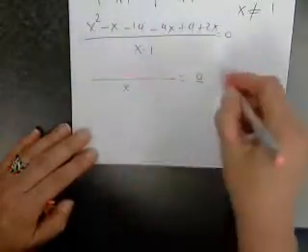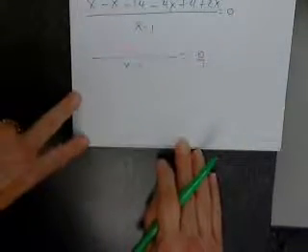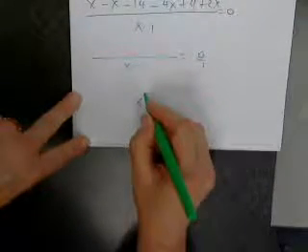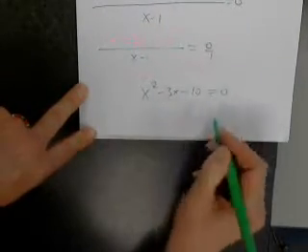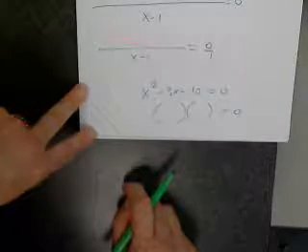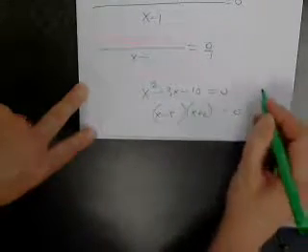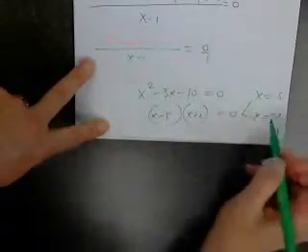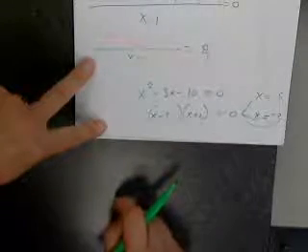Yes, but I'll do this first because it's easier to get rid of the denominator, actually. So then what is the new equation that I have to solve? x squared minus 3x minus 10 equals 0. (x minus 5) times (x plus 2). 5 and negative 2. Is it a yes or a no? Yes.